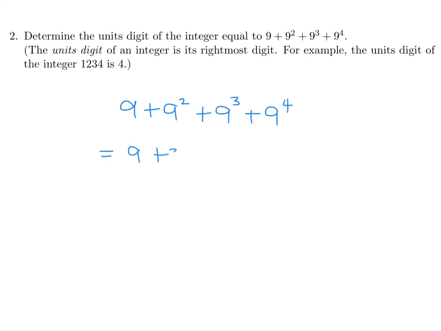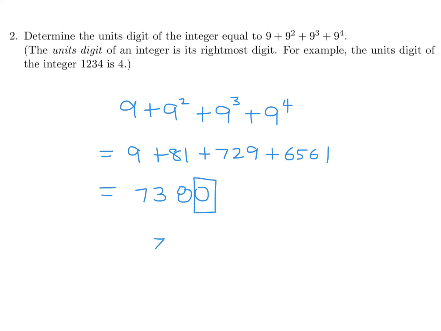This is 9, this is 81. 9 to the power of 3 is 729. 9 to the power of 4 is 6561. Add these all up and you get 7380. The units digit is the rightmost digit, which in this case is 0.